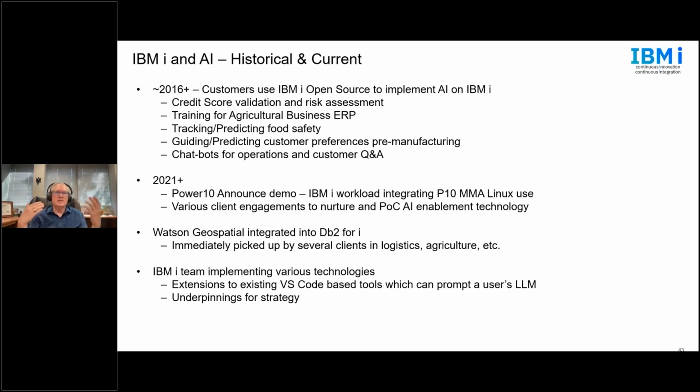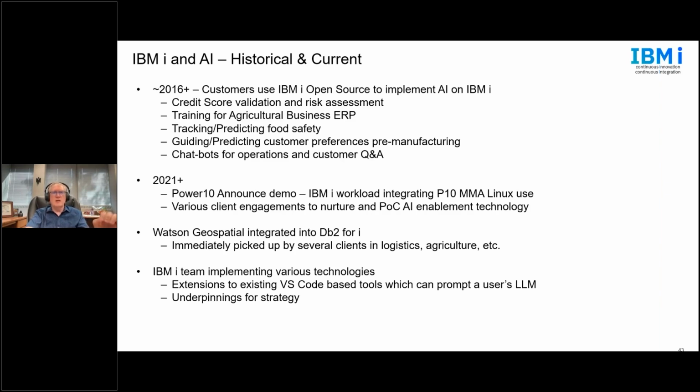Meanwhile, in the background, I can't tell you everything that we have going on here, but we have people who are figuring out how to do AI enhancements or augmentations. In fact, there's an extension to the VS Code-based tools that are not only in Merlin, but are out there in the open source community and worked on by the community that can prompt a user's large language model directly from the VS Code-based tools. And we are currently working on the underpinnings for the strategic stuff that we're going to do in the future. And I want to talk about those strategic things now.